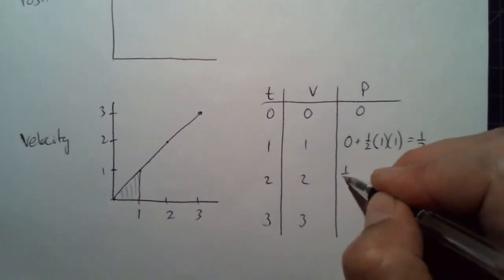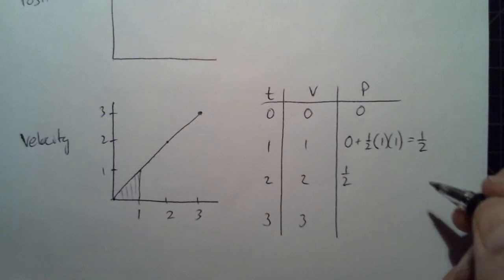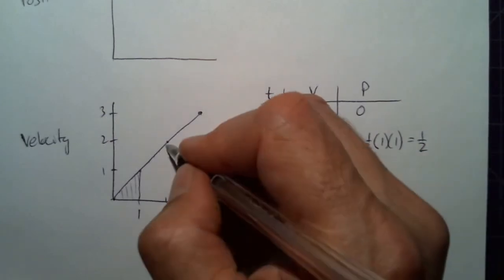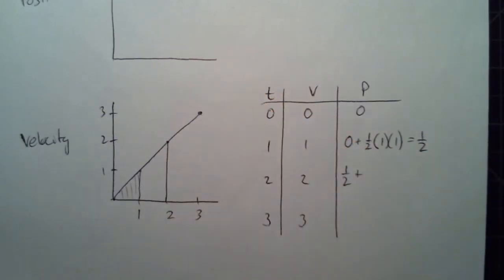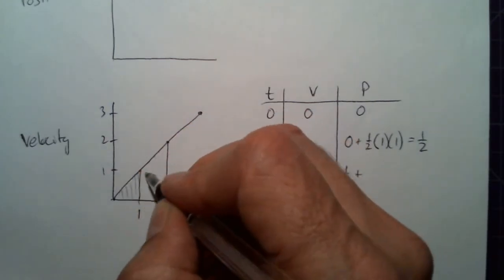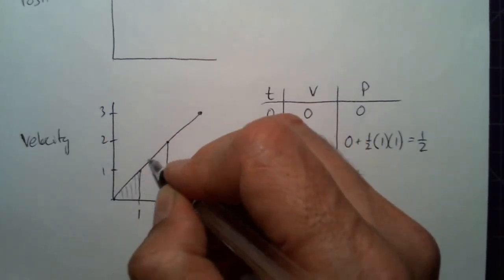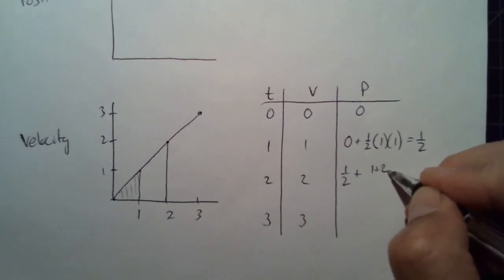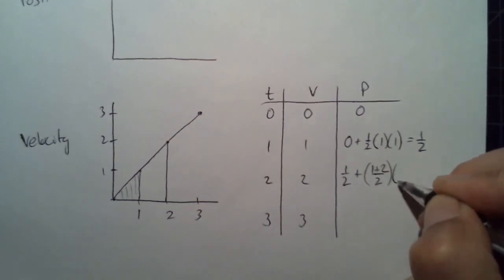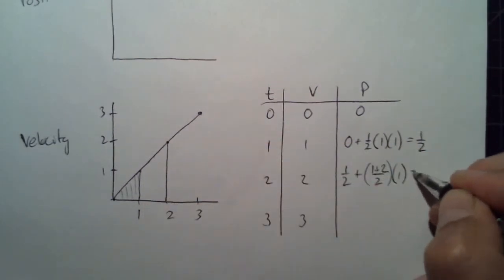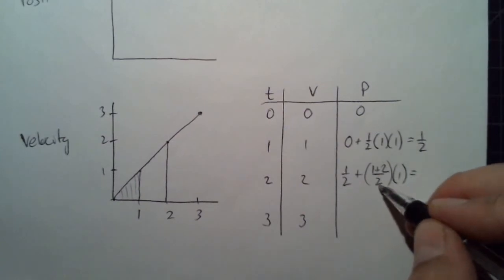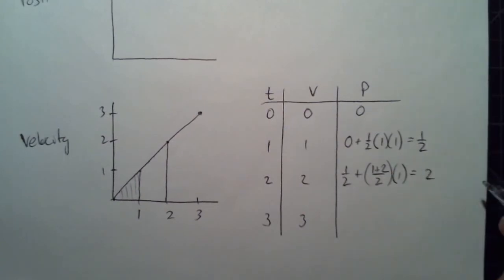Then we're at 1/2 feet. We're going to add the area of the next region, which is the trapezoid, and so that's going to be height 1 plus height 2, 1 plus 2 over 2 times base, which is 1. And we have 3/2 plus 1/2, that's 2.